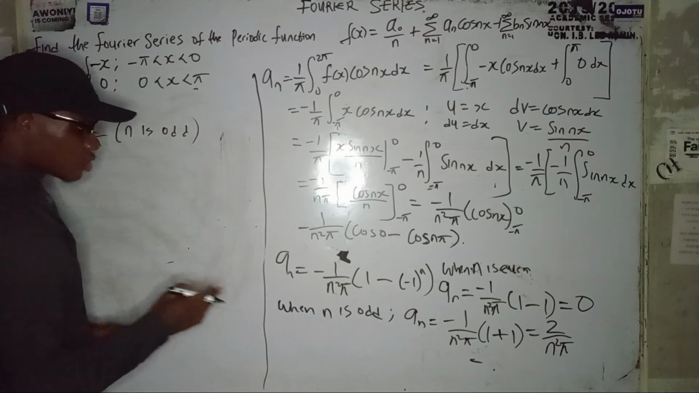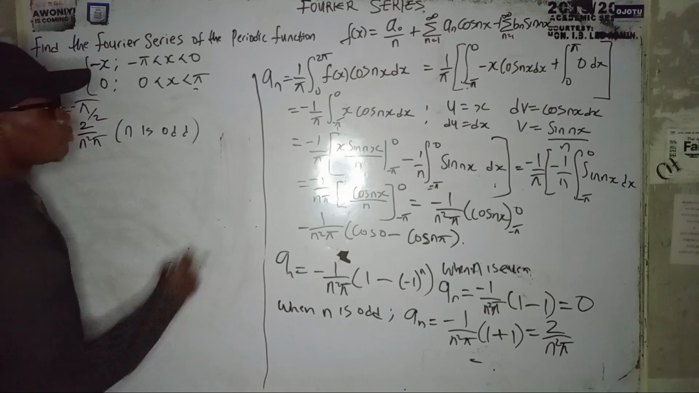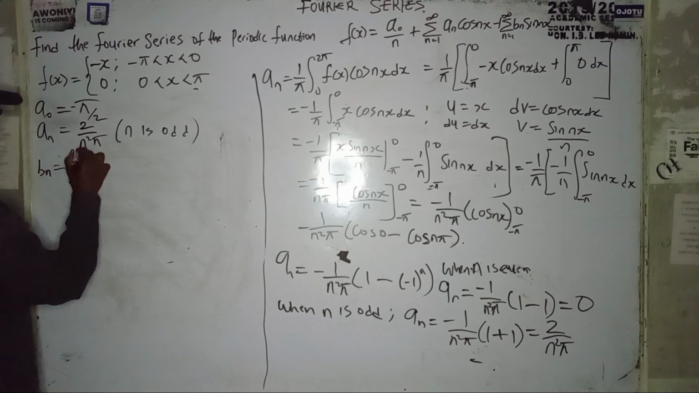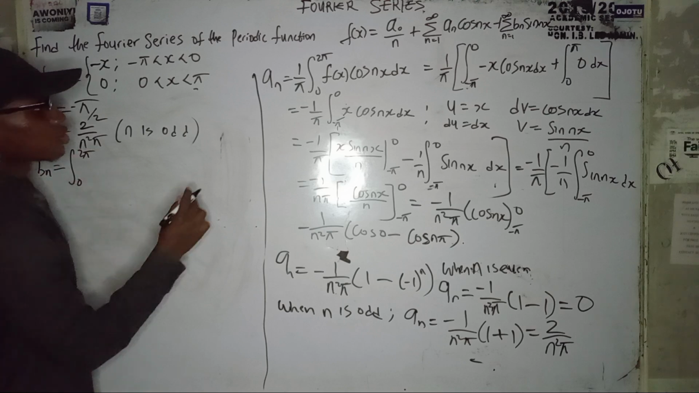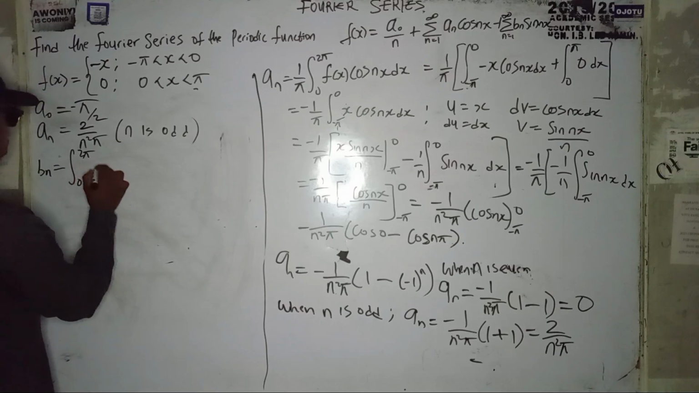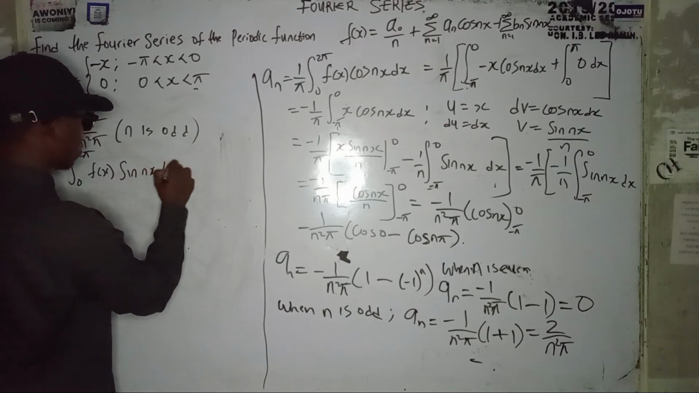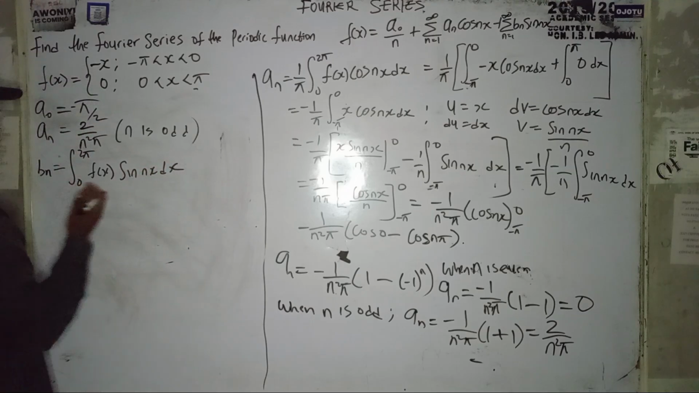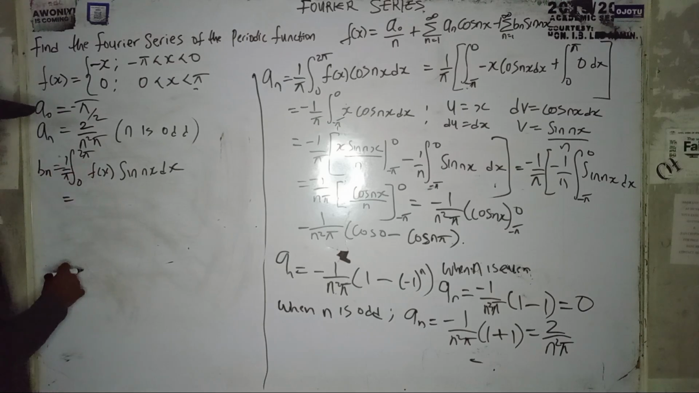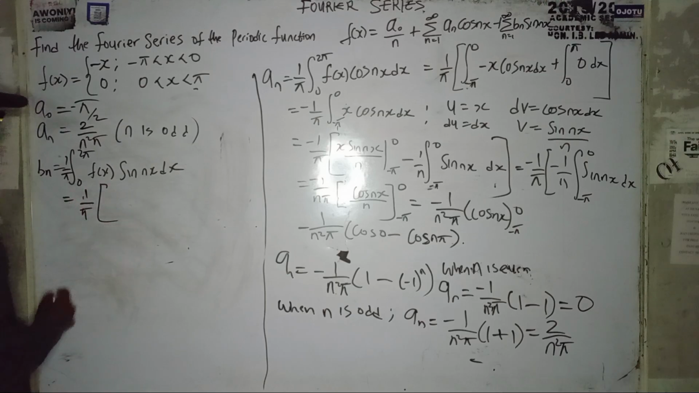Now we also have to find the value of bn, and our bn is the integration from 0 to 2 pi of f of x sine nx dx. Our f of x here is divided into 2, so let's not forget our 1 over pi, which is outside here. So we have our 1 over pi, then we open our big bracket.